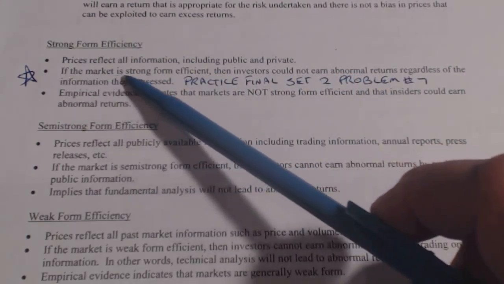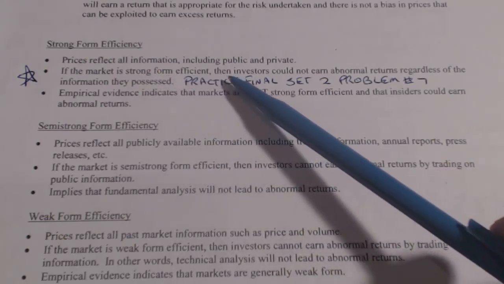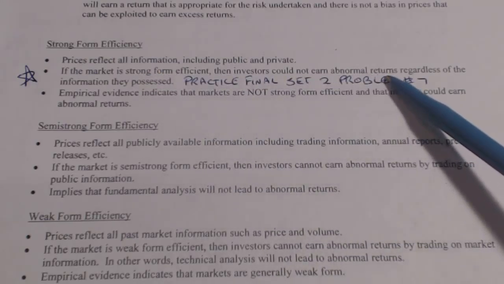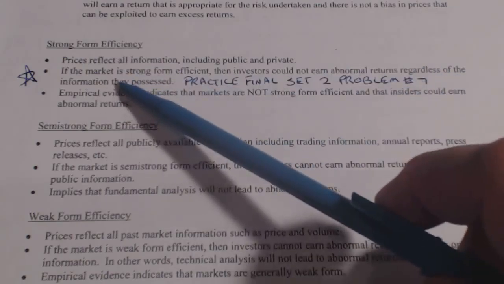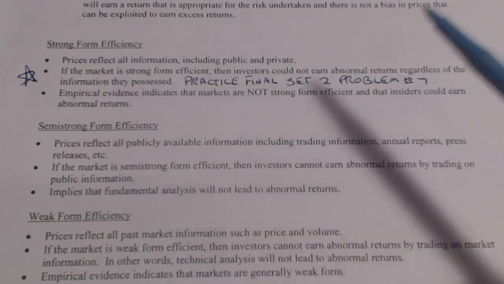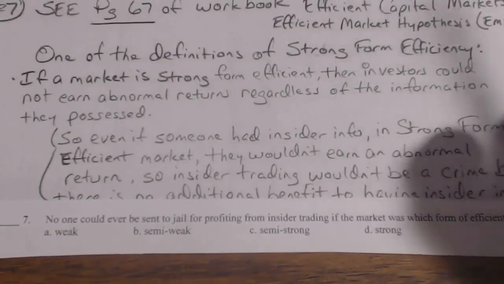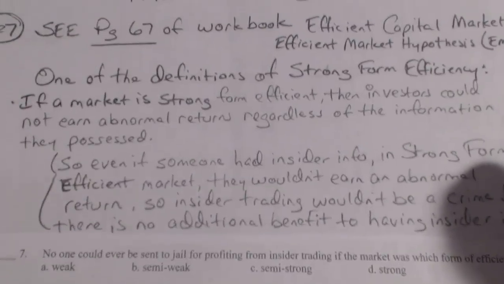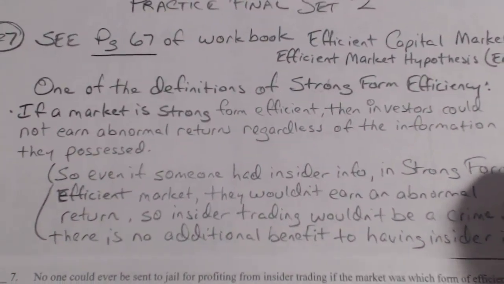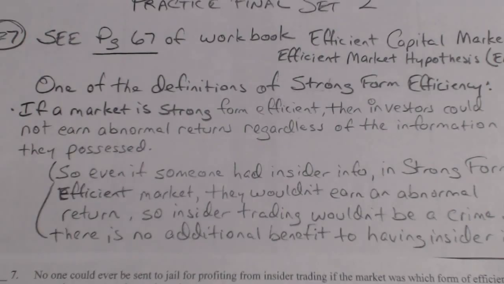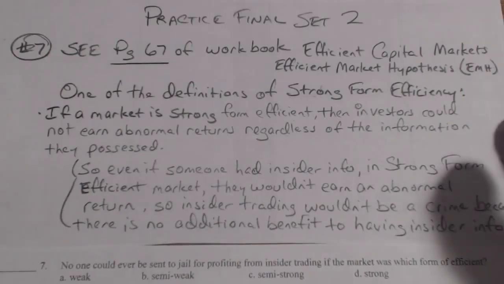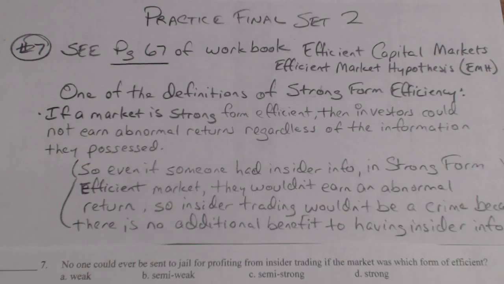So even if they had insider information, but the market is strong form efficient, which means it's a very efficient market, everybody's got all this same information, and everything should work out efficiently for everybody as far as buying and selling stocks and getting the best prices and all that stuff. So let's go back to the question.